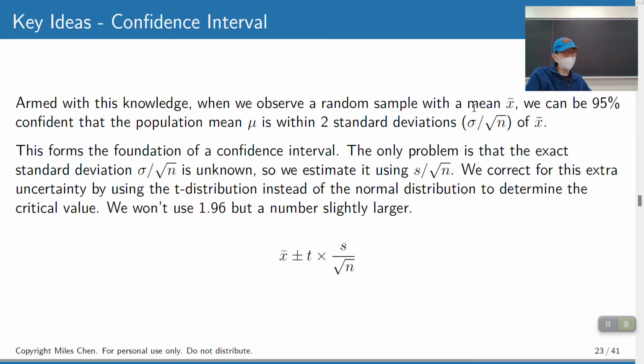The issue is we don't know what the population standard deviation sigma is. So we use S as an estimate, which is a reasonable thing to do, but it introduces additional uncertainty. So to fix this issue, we use the t distribution instead of the normal distribution. And that means instead of using 1.960, we use a slightly bigger number.